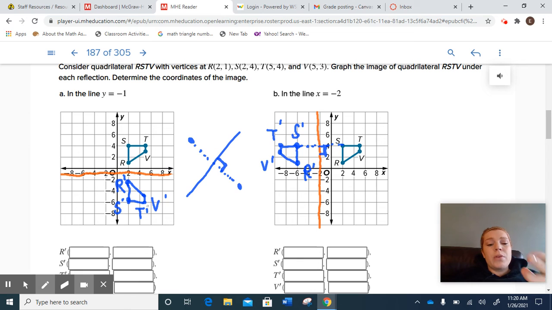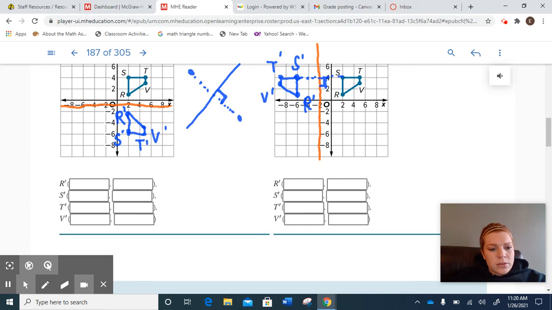So now what we're going to do is write down what our new points are. Let's go ahead and do that for this. Most of the time, if they don't give you a picture, I would recommend drawing a picture, and that way you can kind of map it out. It's a lot easier to do that, and fewer mistakes get made when you have something to actually look at.